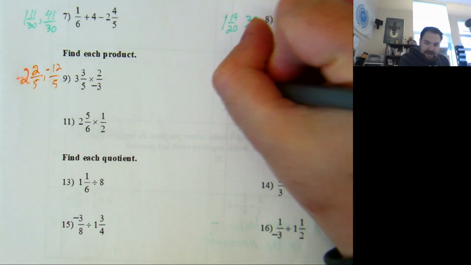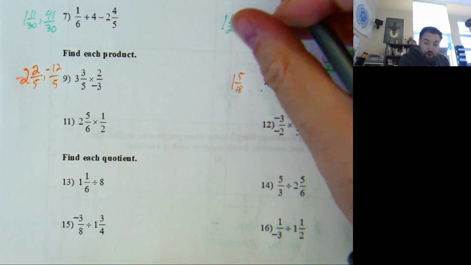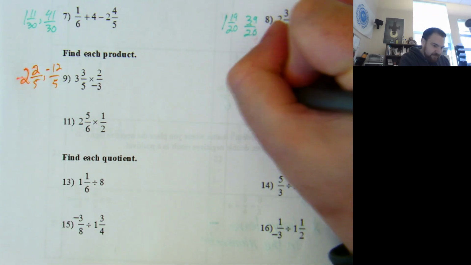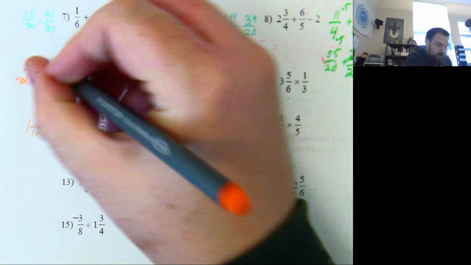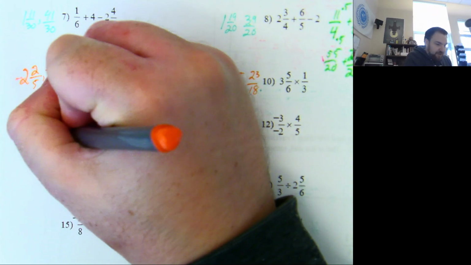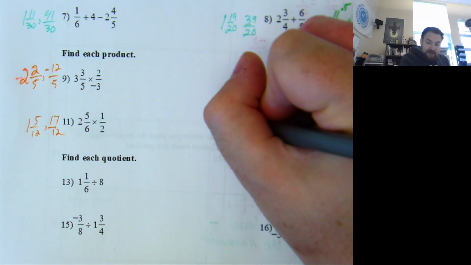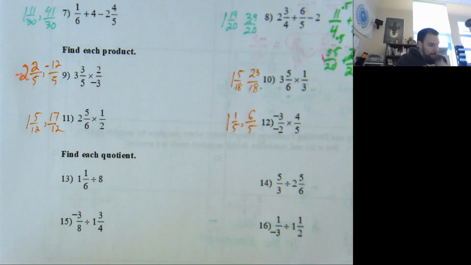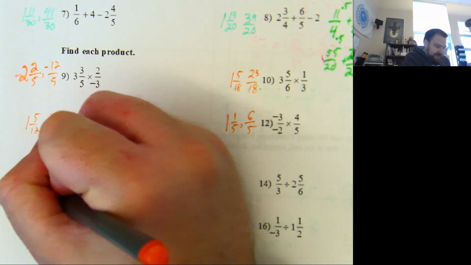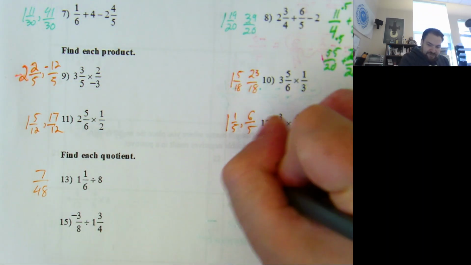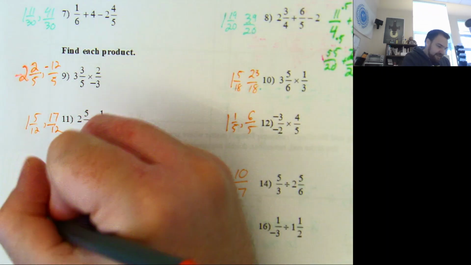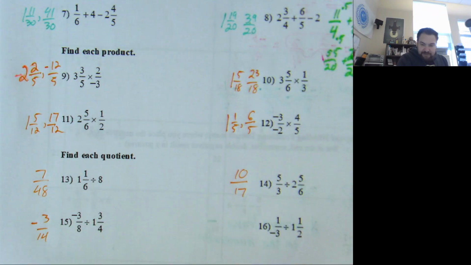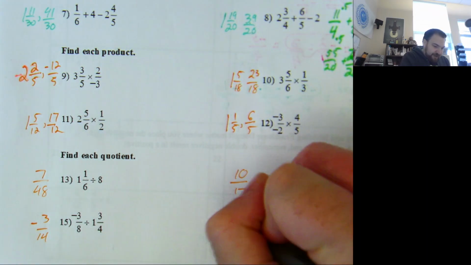Number 10 is 1 and 5 over 18, or it's 23 over 18. Number 11 is 1 and 5 over 12, or 17 over 12. Number 12 is going to be 1 and 1/5, or it's going to be 6 fifths. 13 is 7 over 48. 14 is 10 over 17. 15 is negative 3 over 14. And number 16 is negative 2 over 9.